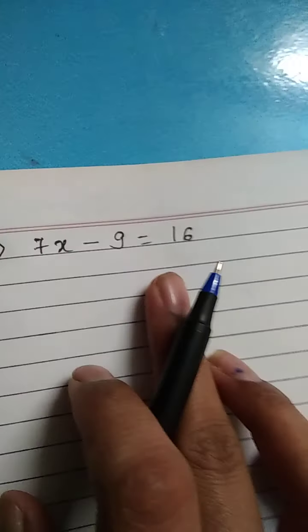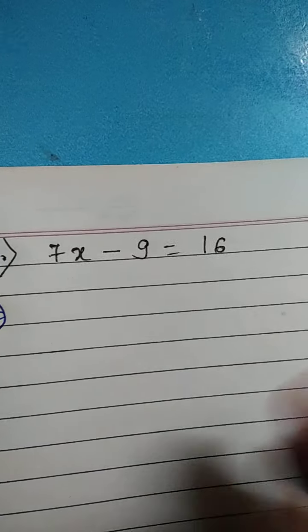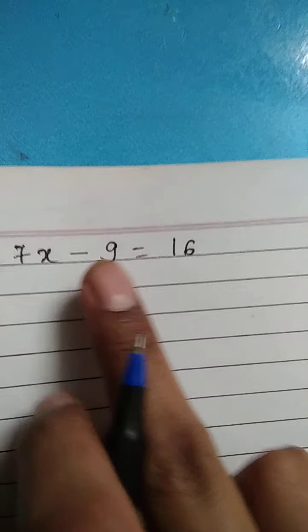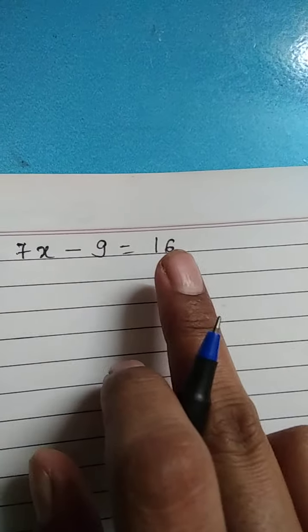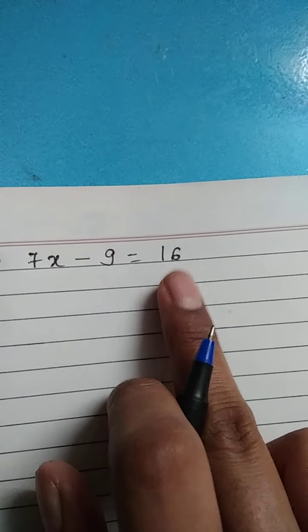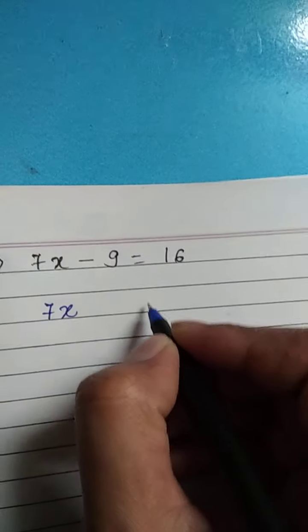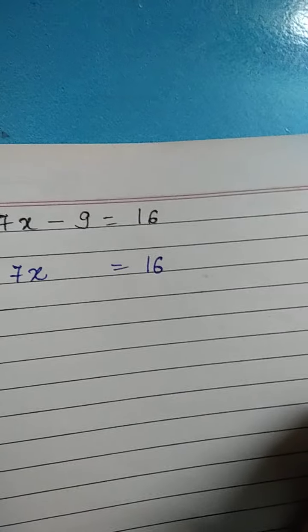Firstly we will take the variable term as it is, because we have a subtraction term, and in the subtraction term we have a constant. So we have to combine constant with constant. So 7x comes as it is, and here what was there? 16. So it will come as it is.